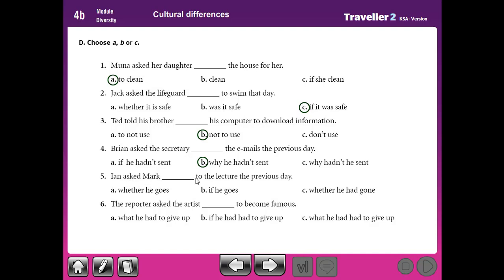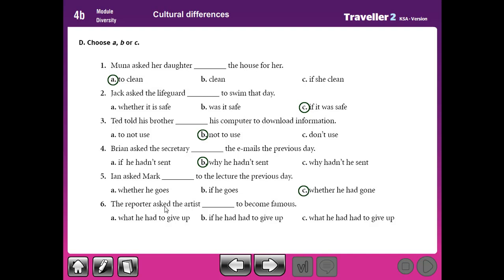Ian asked Mark to the lecture the previous day whether he goes, if he goes, whether he had gone. So which one is the right answer? Goes, the present simple. Can we use the present simple in the reported one? Can we use the present simple as well here? Goes, or he had gone. That's very good. The right answer is he had gone.